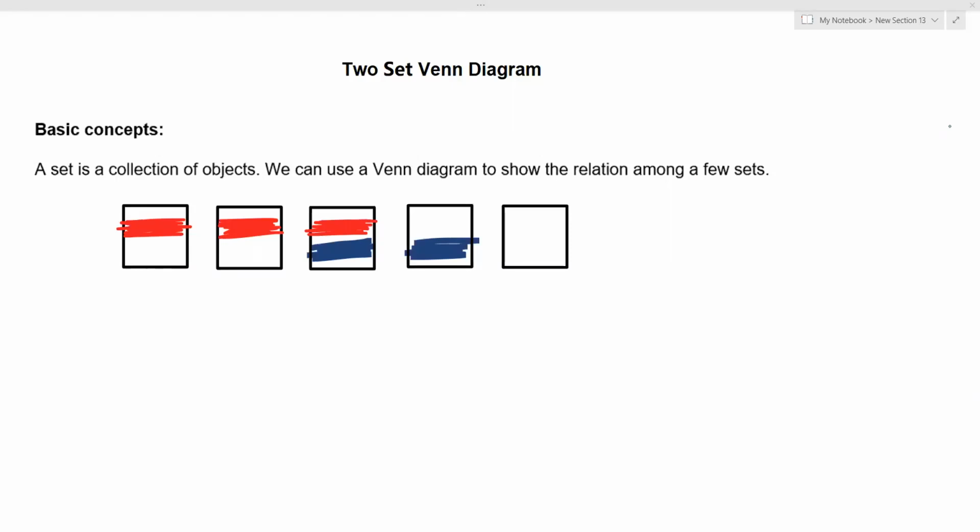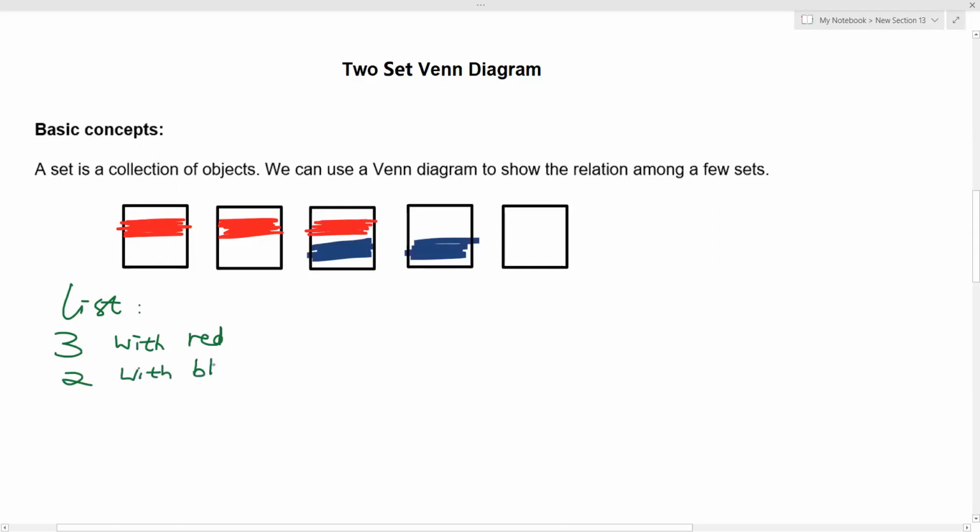So, if we want to express the information that's being illustrated with the 5 boxes, one thing we can do is to make a list. Simply, we can make a list. So we can just say there are 3 boxes with red paint, and there are 2 with blue paint. There's one that has both paints. There's one that has no paint.